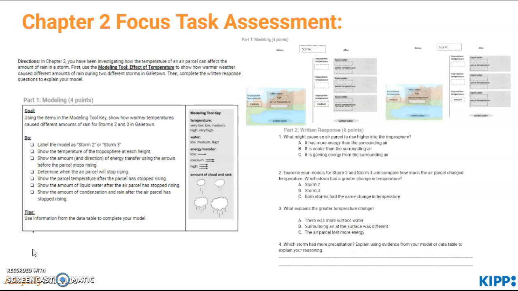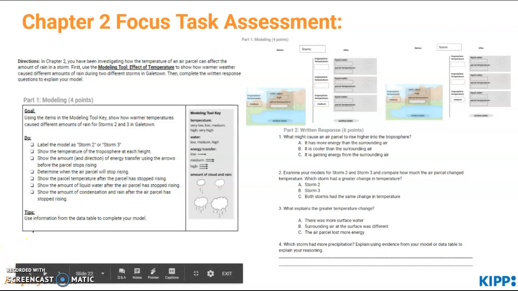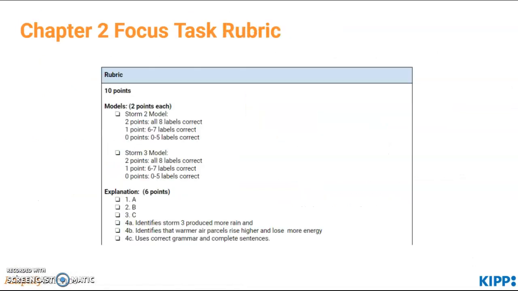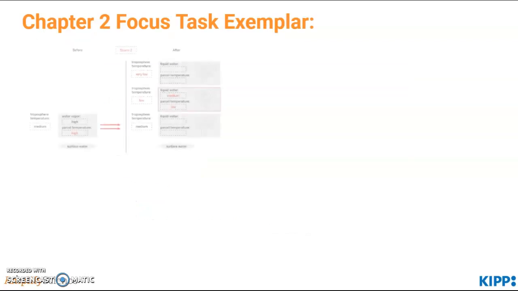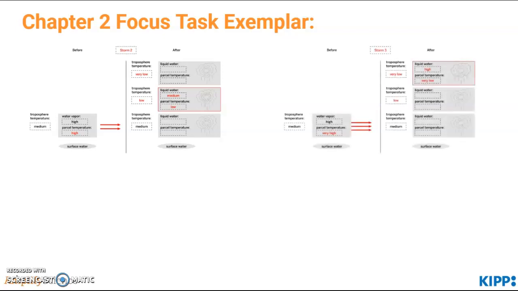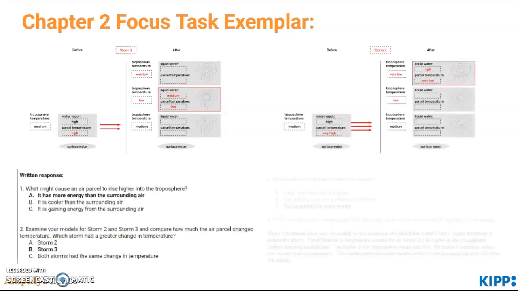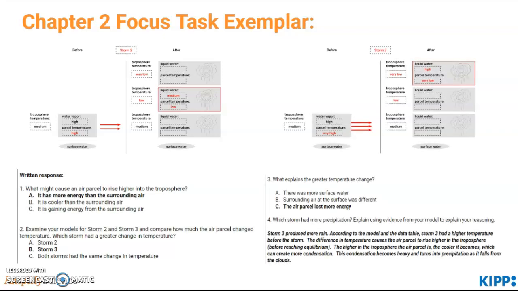Pause the video here and try chapter 2 focus task. Press play when you're ready to see the rubric and exemplar. So here is the chapter 2 focus task rubric. And here is the exemplar response. Pause the video here to cross-check your response with the exemplar and press play when you're ready for chapter 3.